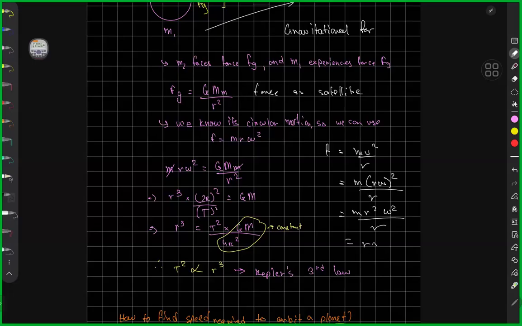Can I say m omega square? Isn't this the formula for centripetal force? This is also, but I'm interested in this. You'll see why I'm interested in this. So this is the formula for centripetal force.